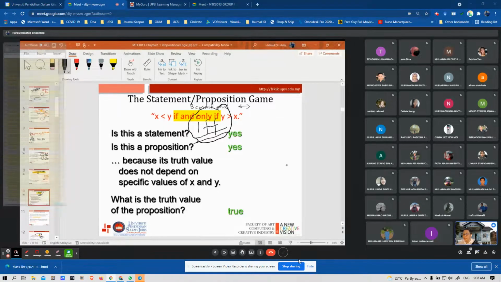Is this a statement? Yes. Is this a proposition? Yes. Earlier, why not? Because its truth value does not depend on the specific value of X or Y. It does not depend on X and Y. Okay, so what is it based on? Aina? Aina Syuhada, are you there? What is it based on? It does not depend on the specific value. So what does it depend on?